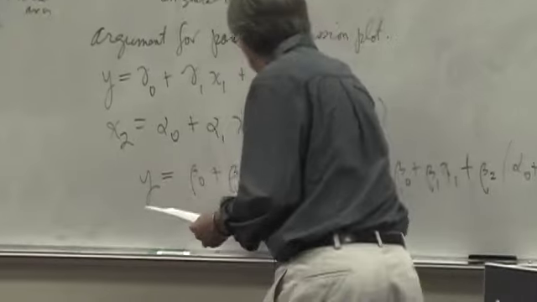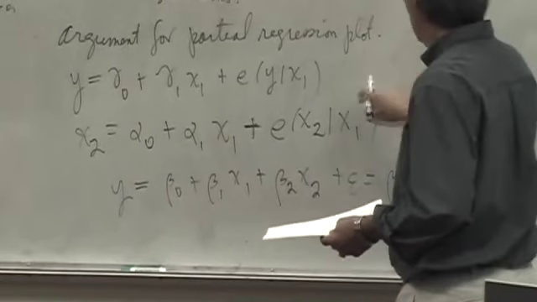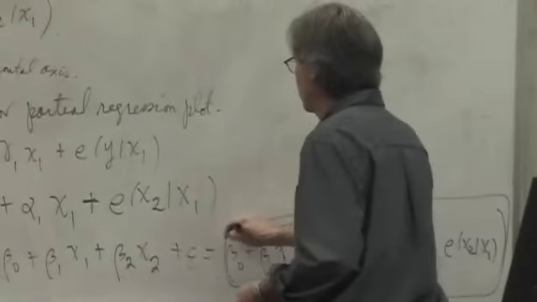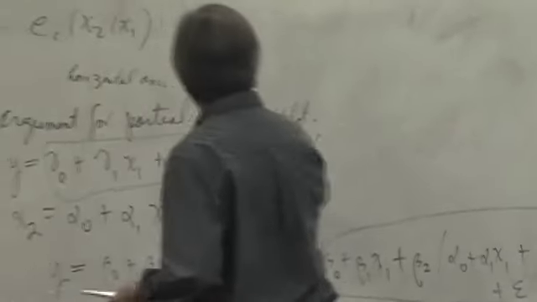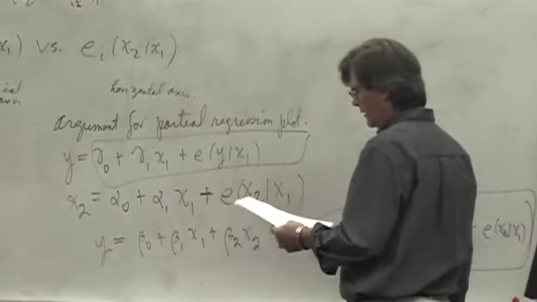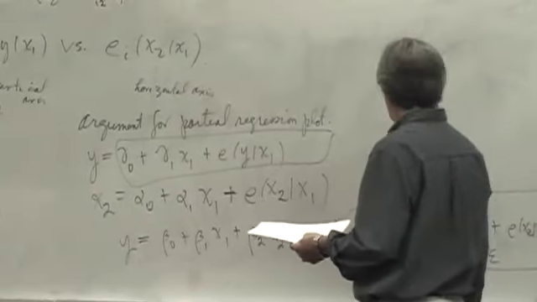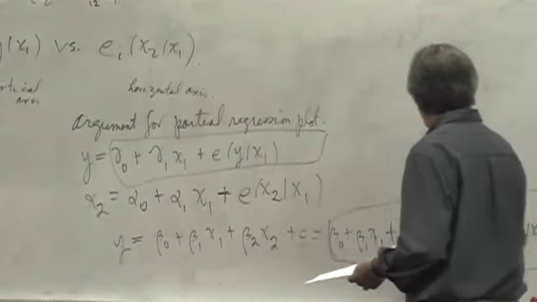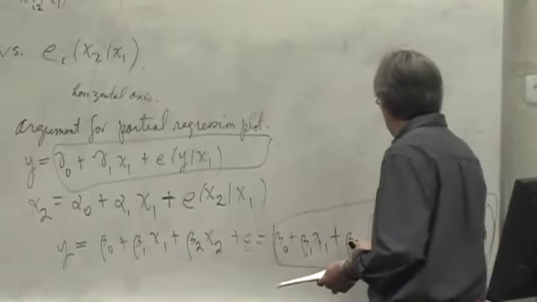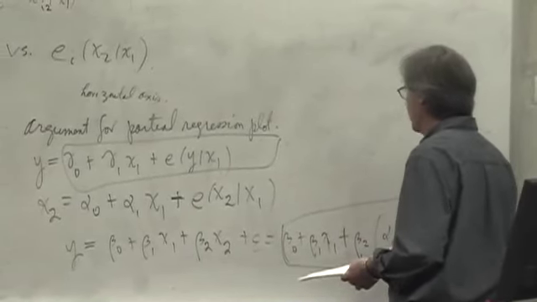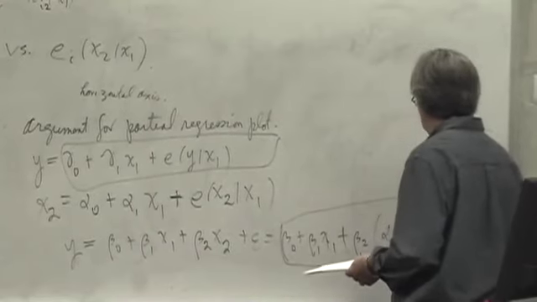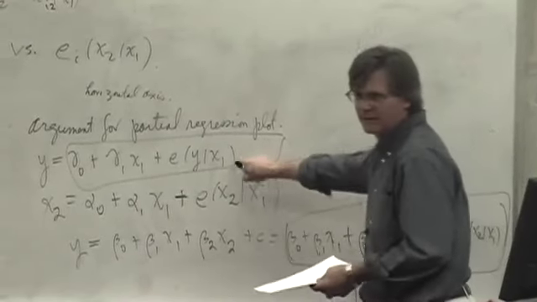Now you match terms. You take this first equation and the second equation right here, and you match them up. This is y and this is y. So what do you get? This is all in terms of x1. So I get a beta 0 plus beta 2 alpha 0, and beta 1 plus beta 2 alpha 1 times x1. So I get a beta 2 times this plus error is equal to this.